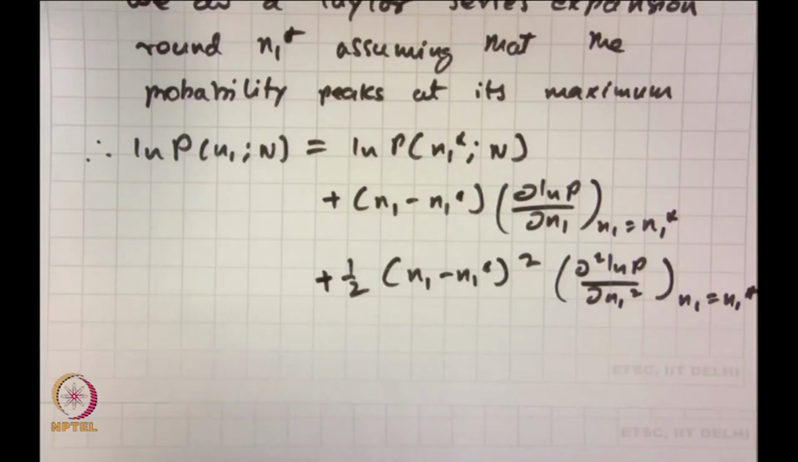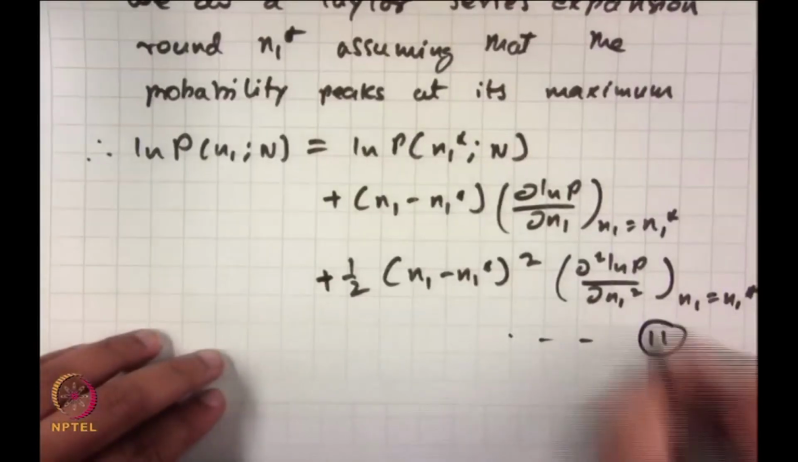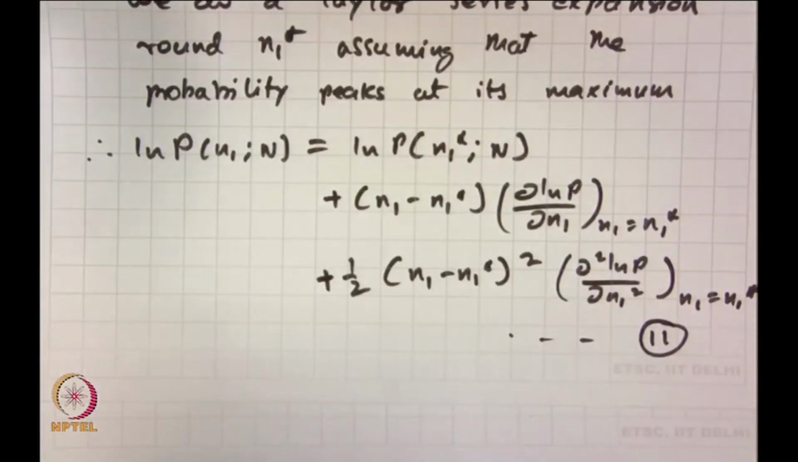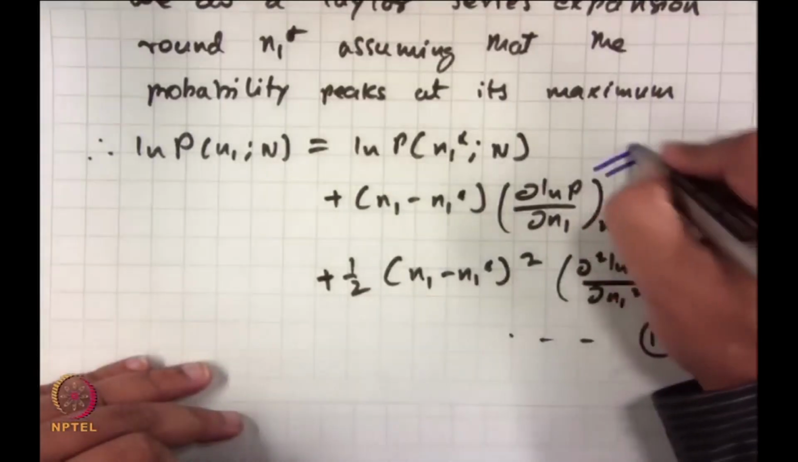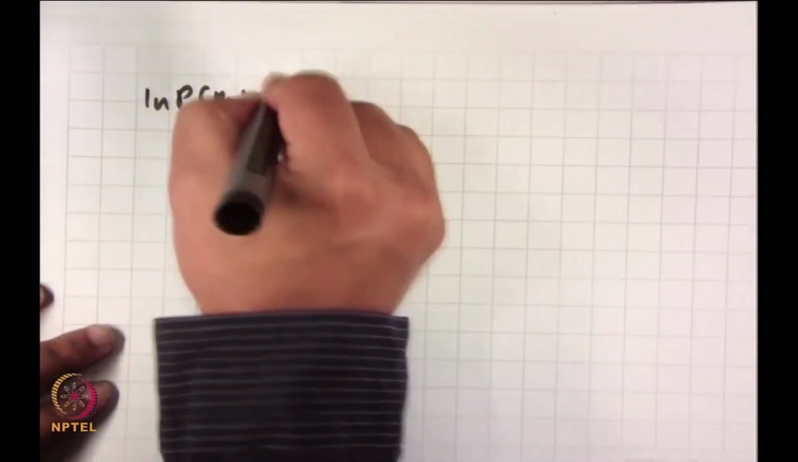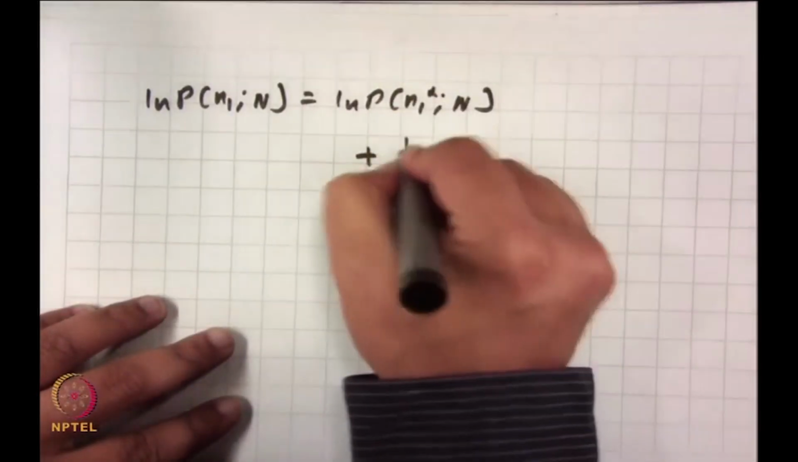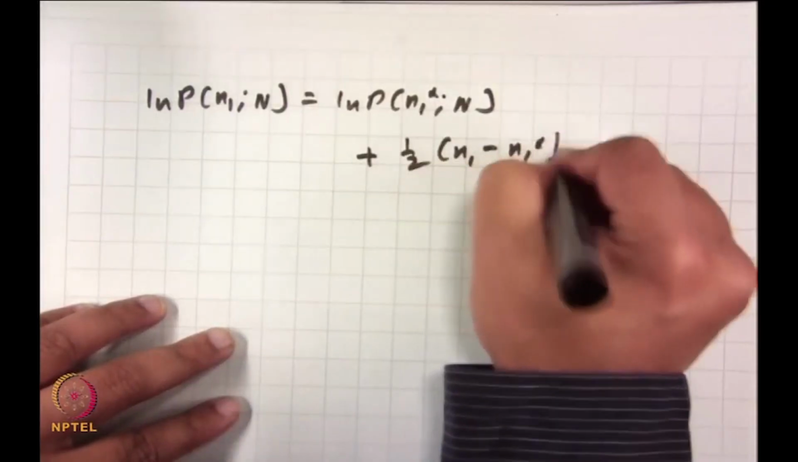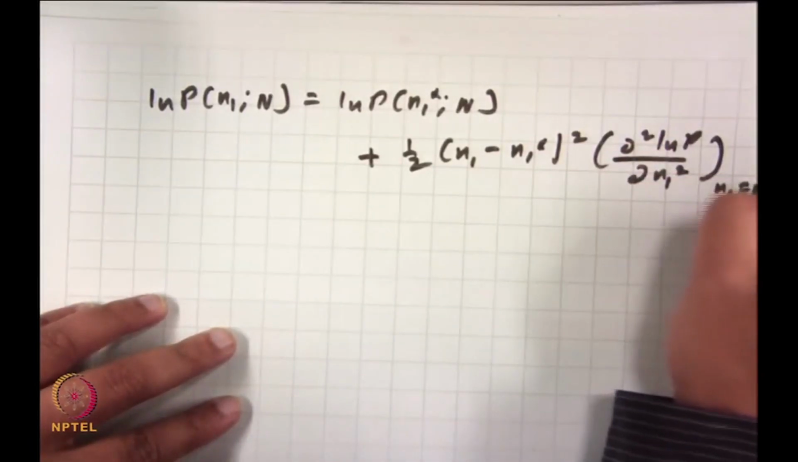How can we simplify this now? Tell me. I have to use this. So, what would this equation number be? Can someone help me? Say this is 11. I have to simplify this now. How would I simplify this? What will happen to the second term? If I am doing it at the maximum, what will happen to the second term? It will go to 0, right? Okay. So, that means this one is equal to 0 at the maximum. Okay. So, if that is so, then from here, natural log of p n 1 n is equal to p n 1 star n plus half n 1 minus n 1 star squared, okay, del 2 ln p over del n 1 squared at n 1 is equal to n 1 star.